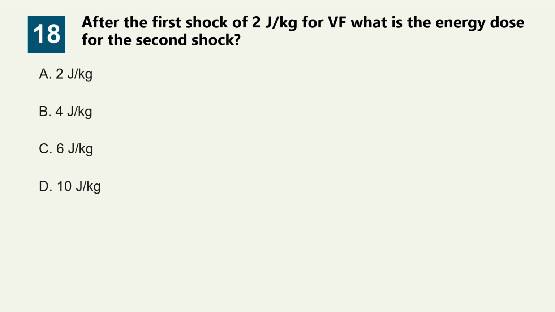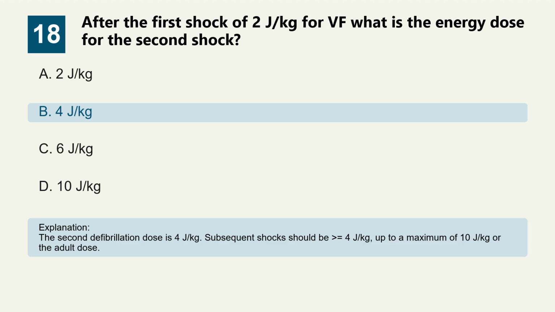Question 18. After the first shock of 2 J/kg for VF, what is the energy dose for the second shock? Option A, 2 J/kg. Option B, 4 J/kg. Option C, 6 J/kg. Option D, 10 J/kg. The correct answer is option B, 4 J/kg. The second defibrillation dose is 4 J/kg. Subsequent shocks should be equal to or greater than 4 J/kg, up to a maximum of 10 J/kg or the adult dose.